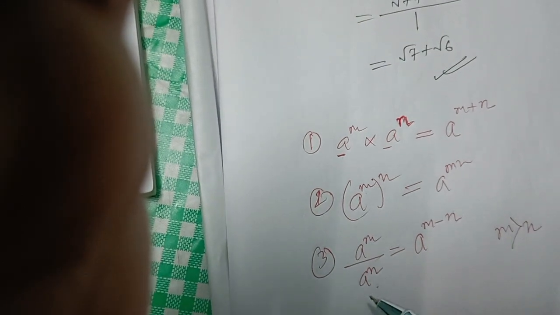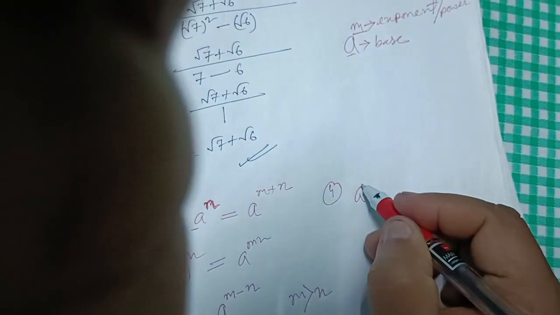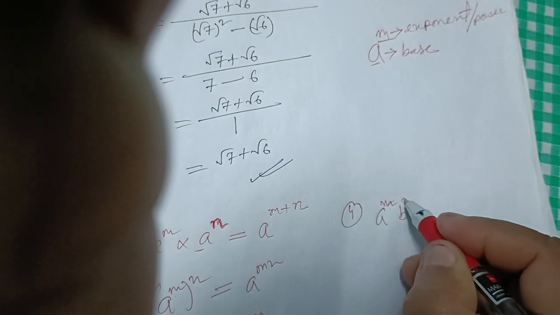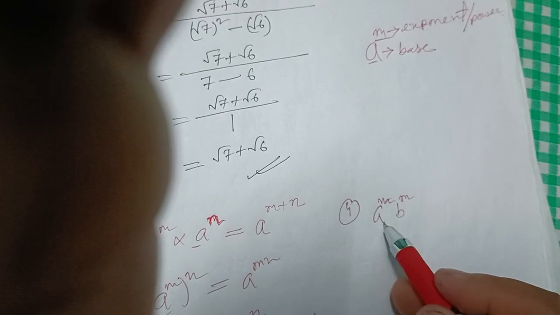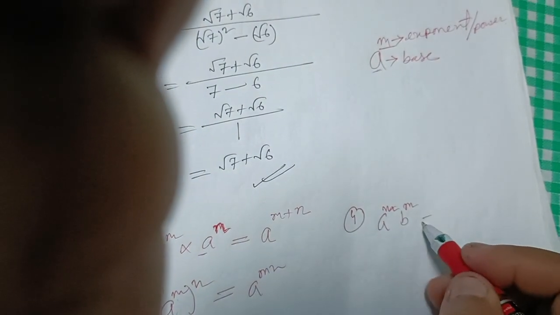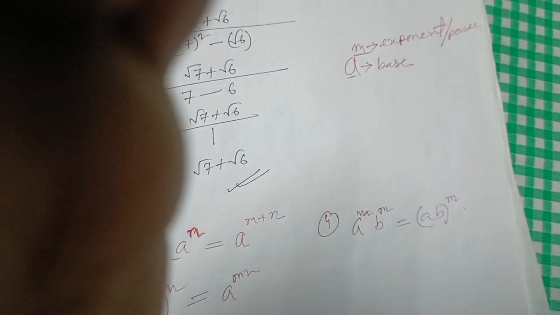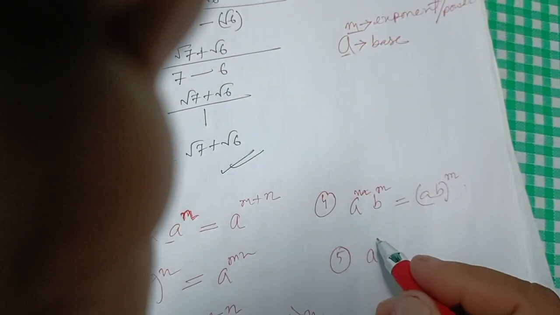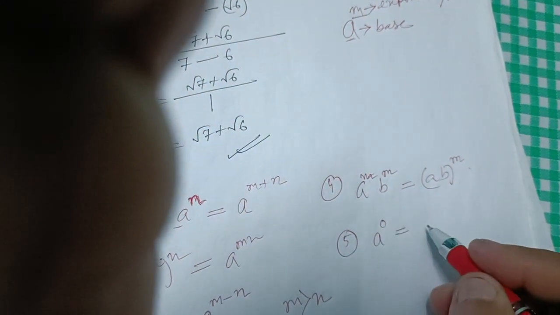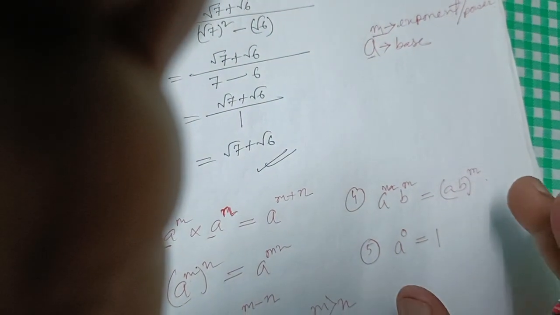Another one, number 4: a to the power m into b to the power m. You see here the powers are the same, m, and the bases are different, a and b. So in that case we can write ab whole to the power m. And another one: a to the power 0 is equal to 1. Always this value we'll use. So these are the simple things you have to remember.